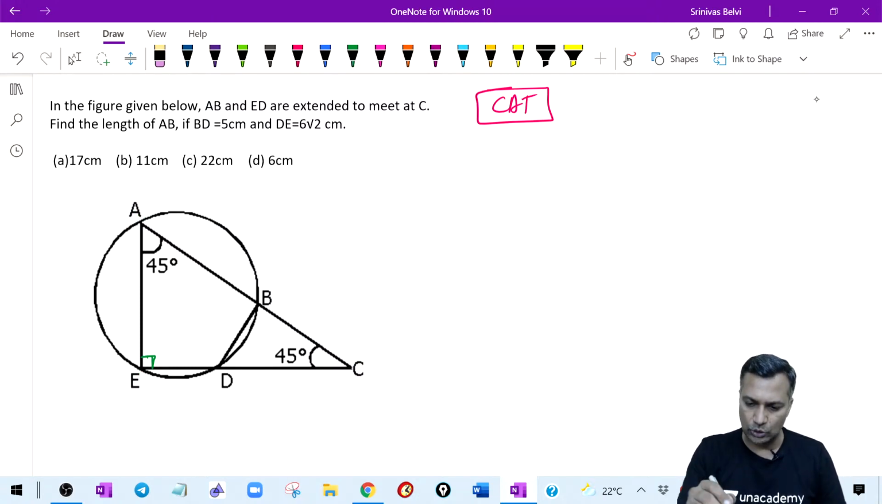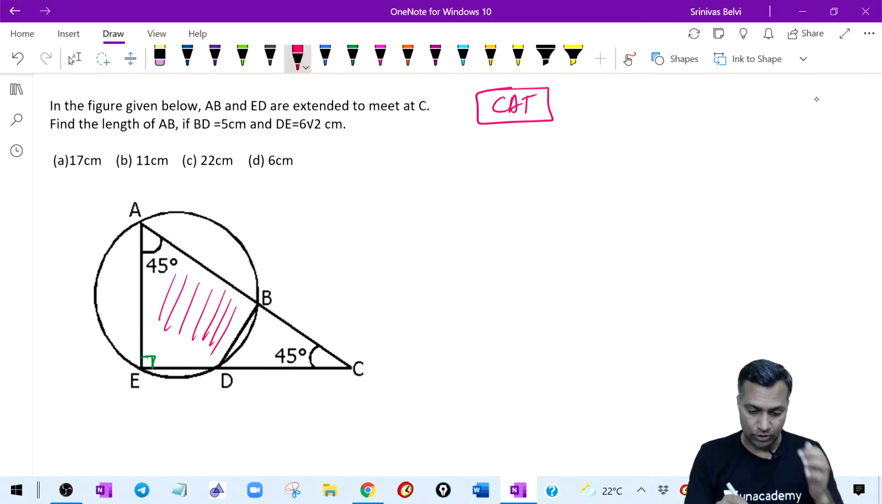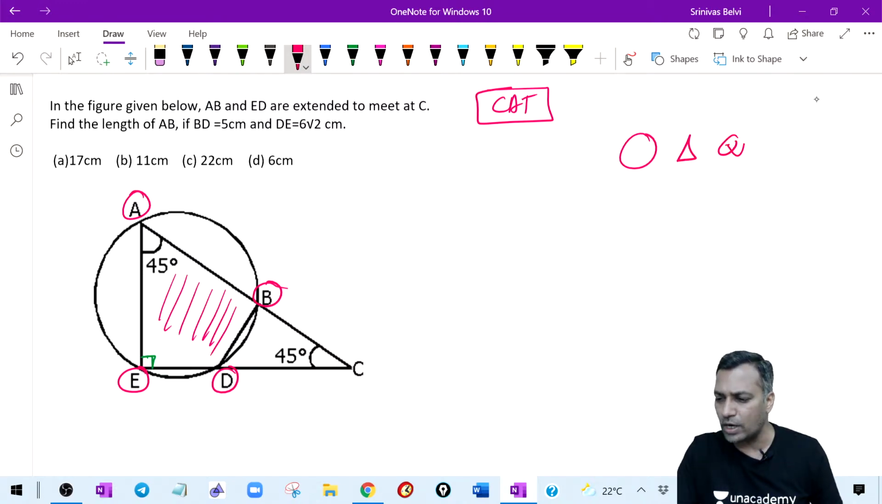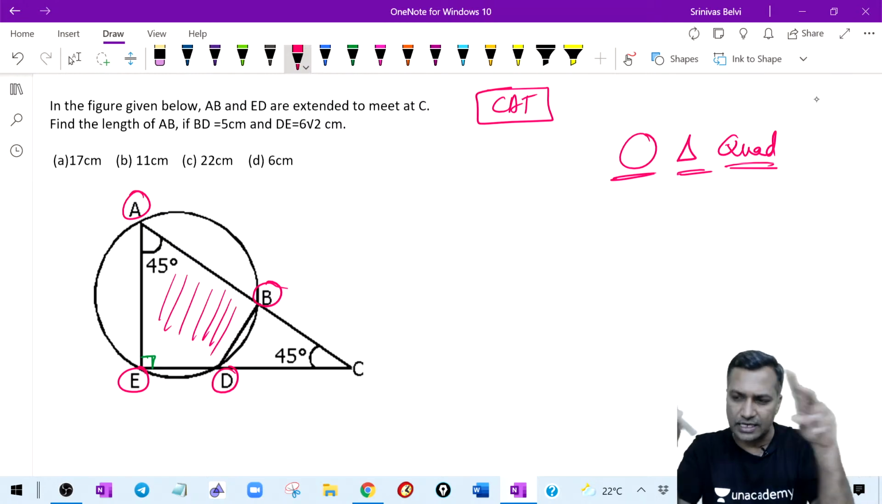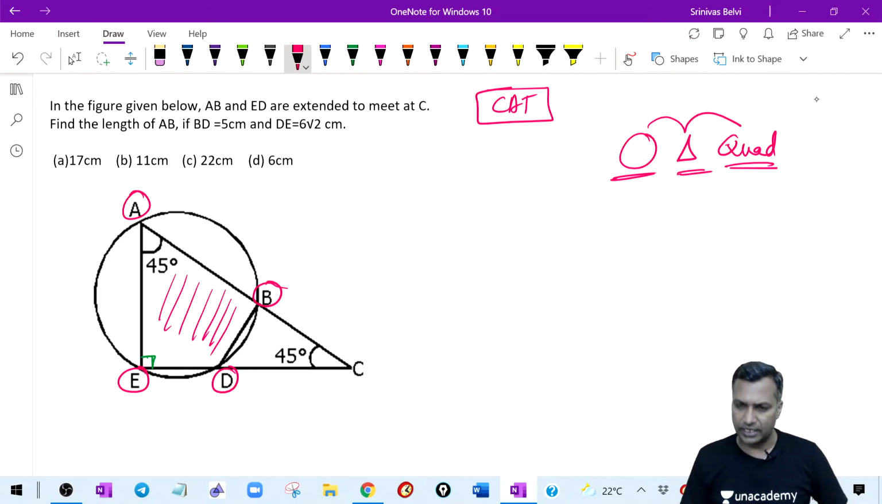Fair enough. Then take a look at this cyclic quadrilateral, this portion. AEDB is the cyclic quadrilateral. That's the reason I'm bringing it in now. Circles we finished, triangles we finished, quadrilaterals also, kind of. We've looked at the more important things, so we are now ready for our race.